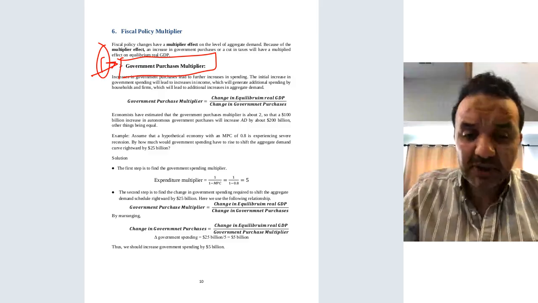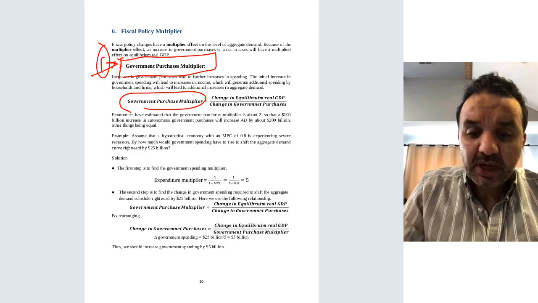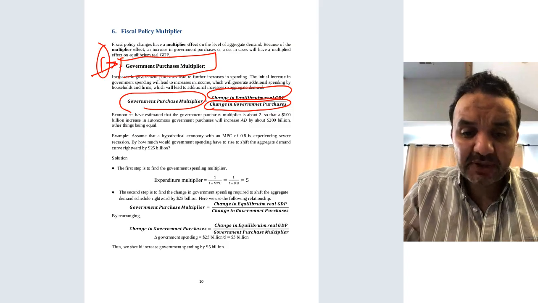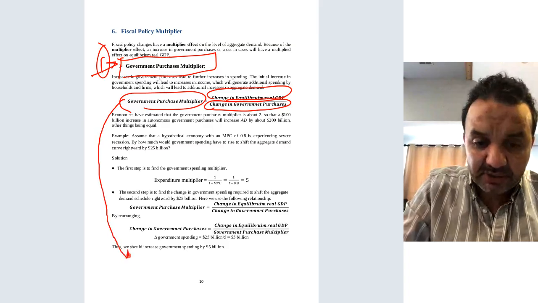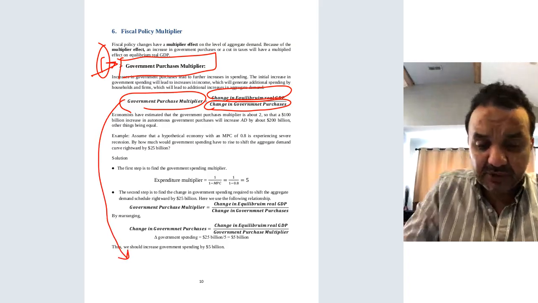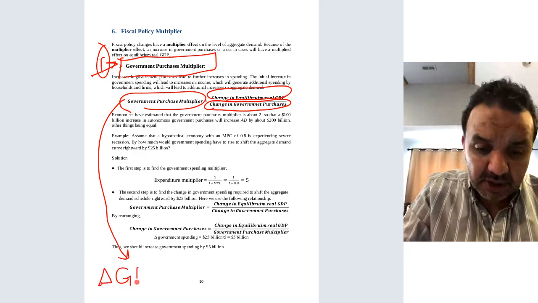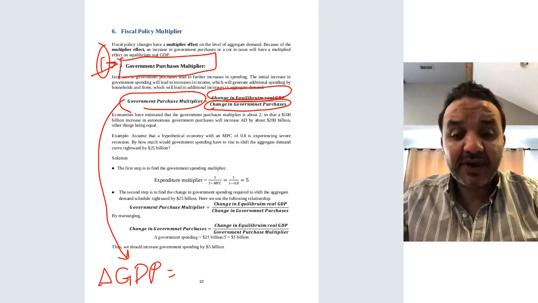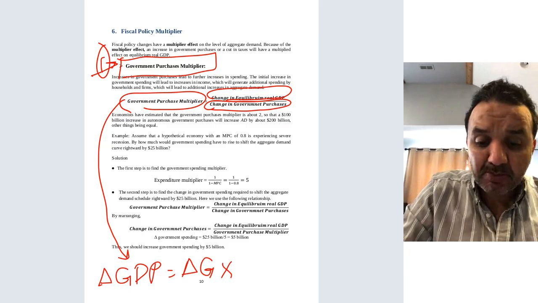What do I mean by this? The government multiplier equals the change in GDP divided by the change in government spending. Okay, so let me explain this. Let's rearrange this formula to make it easy for you. If you want to know the change in the GDP because of an increase in government spending, just multiply the change in government spending by the government spending multiplier.